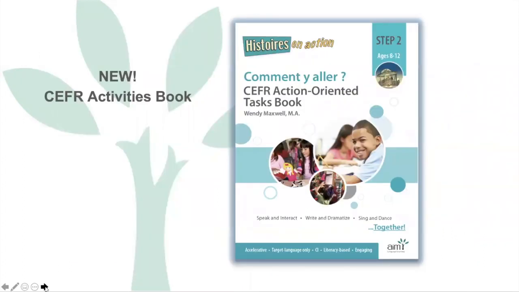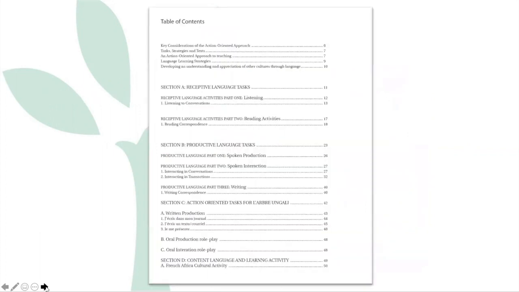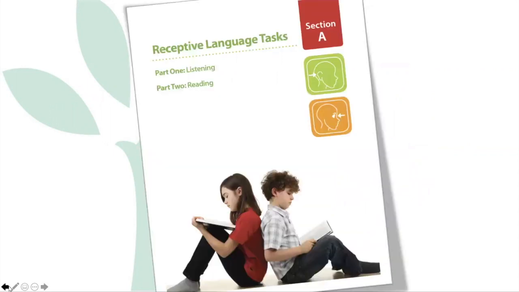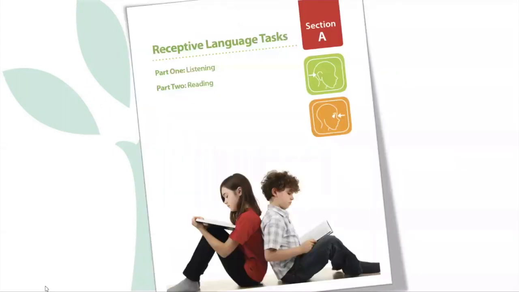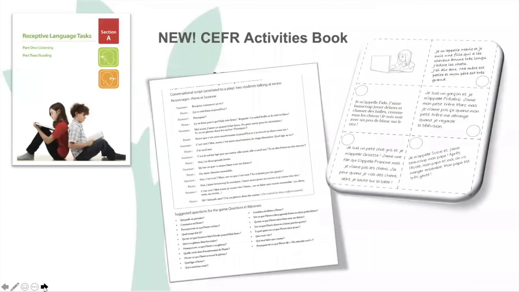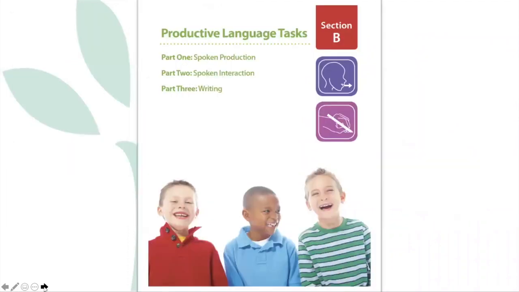As I mentioned, we also have a CRF Activities book. These are short, discrete activities that start out from the play and extend out into more real life scenarios. So we have such things as interacting in conversations, interacting in transactions, writing correspondence, journal writing, writing texts and emails, and so on. They're very short activities from which you may pick and choose for your students, depending on their proficiency level and how appropriate you feel these activities or games might be for your class.